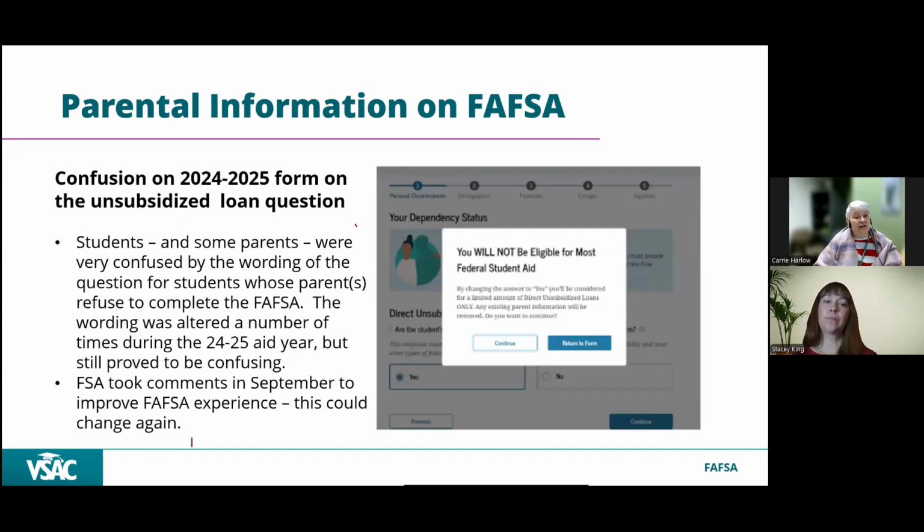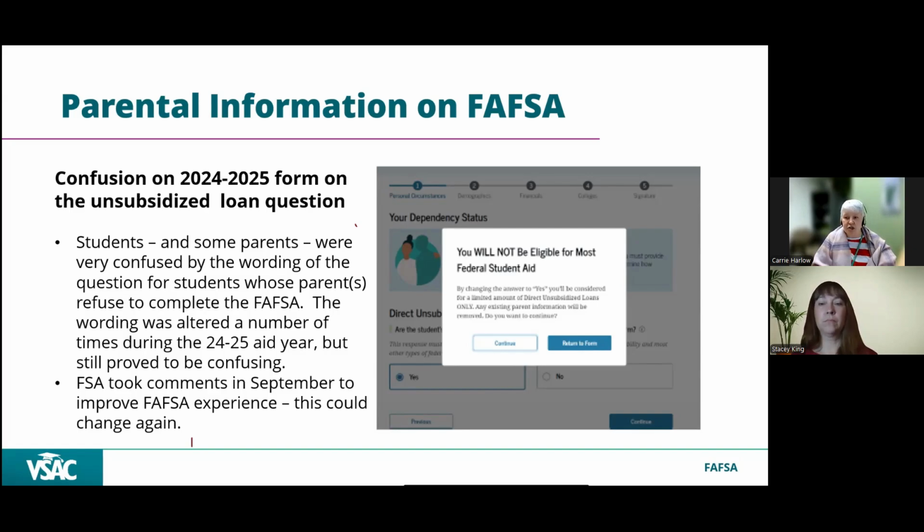There was confusion on last year's form because there was another question about a dependent student with a parent who's just refusing to contribute their information. It's not that there was no contact or no way to be in touch with that parent. It was just that the parent was not going to contribute their information. And in that case, the student could say, my parents are refusing to complete the FAFSA. I would like to be considered for unsubsidized loans only. The wording on this question was very confusing.